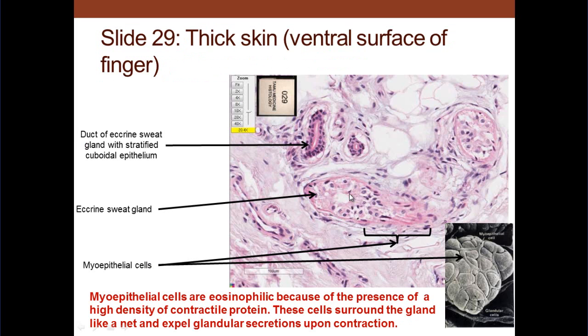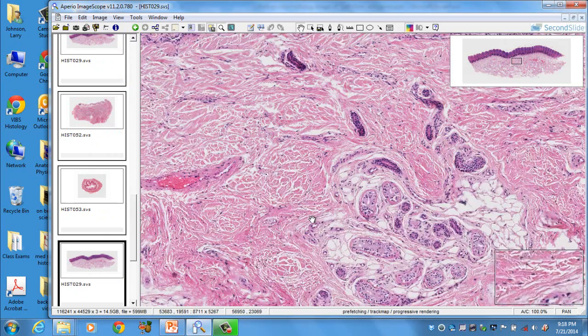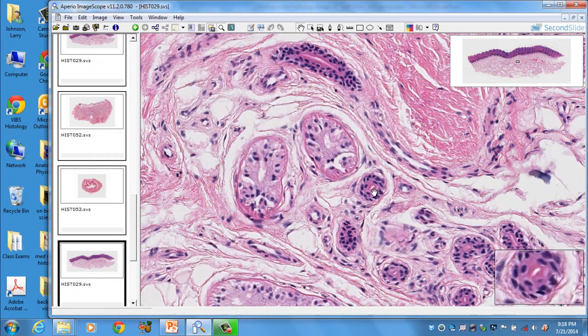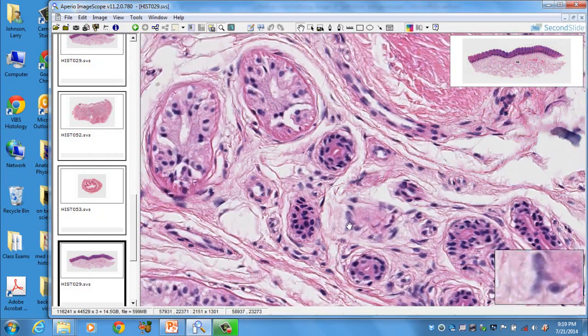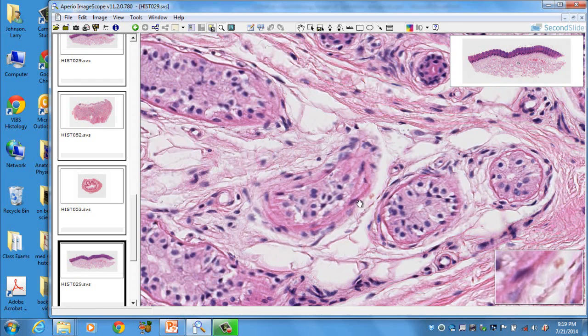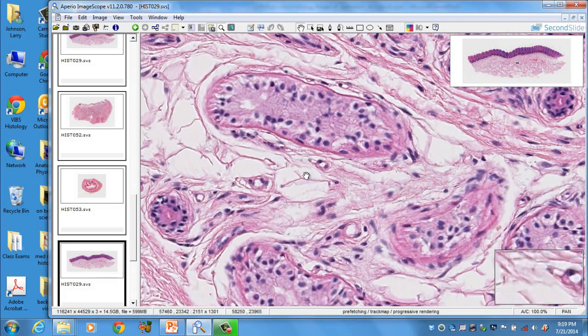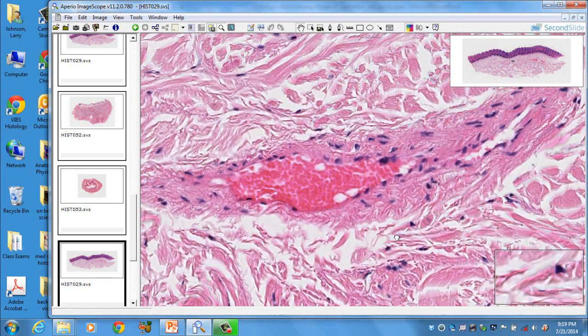And here we can see this is slide 29. If we look in here, we can see these are the ducts, which are stratified cuboidal, and this is the glandular portion, and the little pink you see around it is the myoepithelium that squeezes it. Here you can see the myoepithelial cells that go around on the outside. These are the nuclei, these flattened cells that are around the secretion.